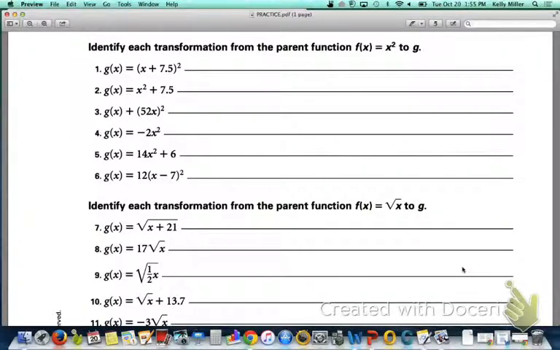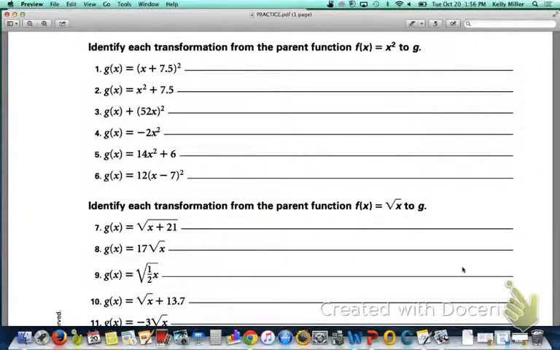So ignore the negative. The 2, we're going to do what? Stretch or compress. Stretch, so vertical stretch. And the negative is just going to make the whole thing reflect over the x-axis. So it's going to stretch vertically and then you reflect it over the x-axis. Yeah, vertical stretch. You want us to write there as well?